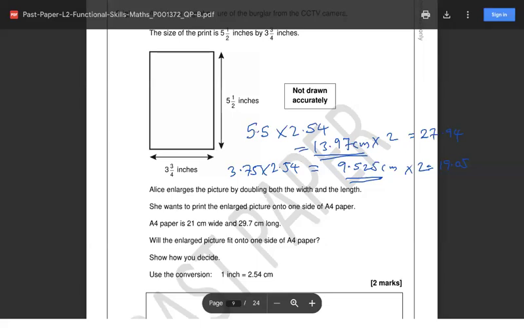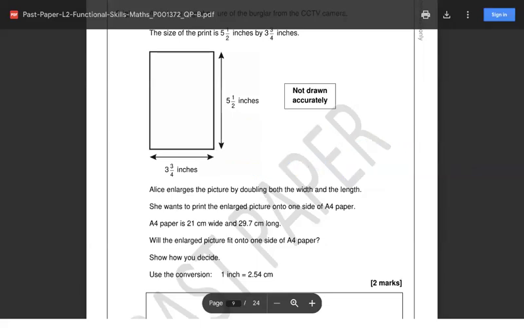So 27.94 is less than 29.7, and also 19.05 is less than 21. So it's going to fit.